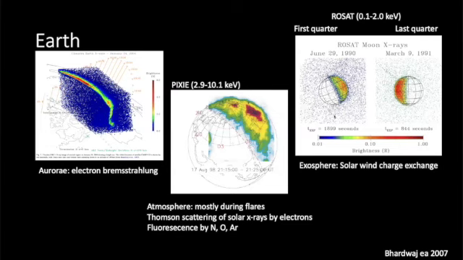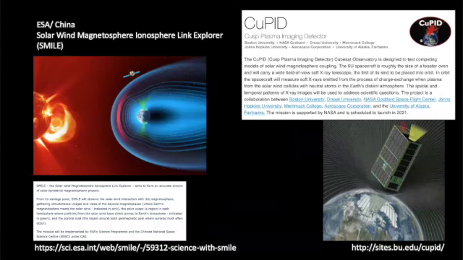And so what happens there is that these X-rays are produced by solar wind charge exchange with the exosphere of Earth. So the tenuous part that mostly consists of atoms further away from Earth's atmosphere. There are currently 2 missions being prepared that will use this emission to study the interaction between the solar wind and Earth. So the first one is a collaboration between the European Space Agency and the Chinese Space Agency.